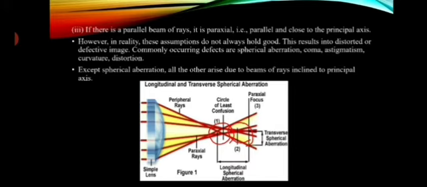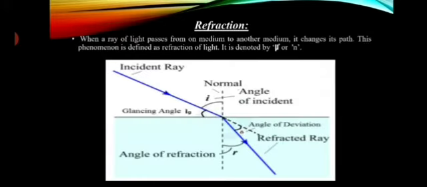Okay, so next point is refraction. Now we have seen reflection, where the incident ray was reflected back in the same medium from where the incident ray was coming. What happens in refraction is, there are two media through which a ray of light is passed, and the ray of light passes from one medium to another medium. It changes its path, and this phenomenon is called refraction of light.